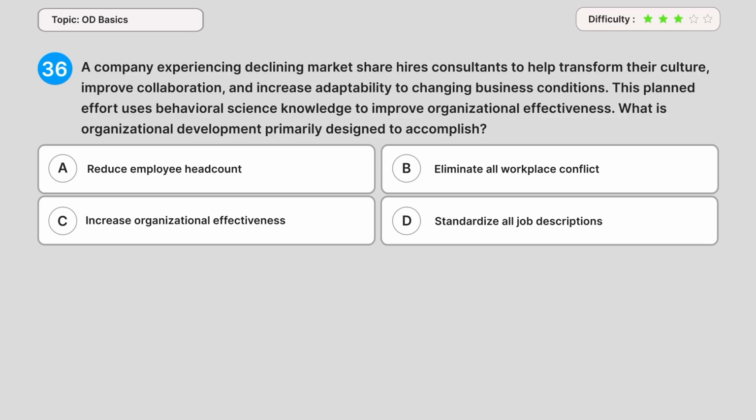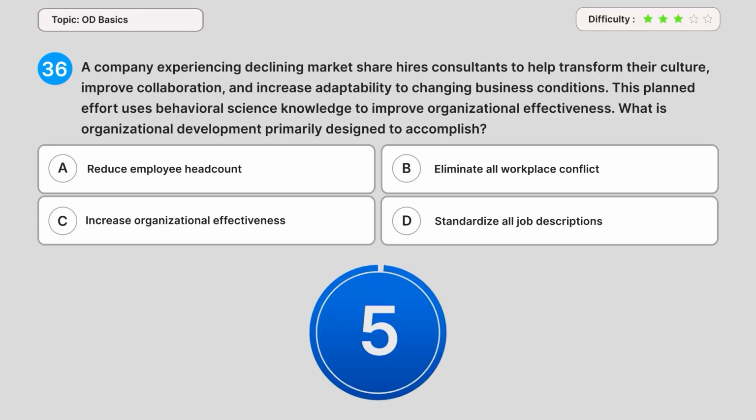A. Reduce employee headcount. B. Eliminate all workplace conflict. C. Increase organisational effectiveness. D. Standardise all job descriptions. What do you think is the answer?